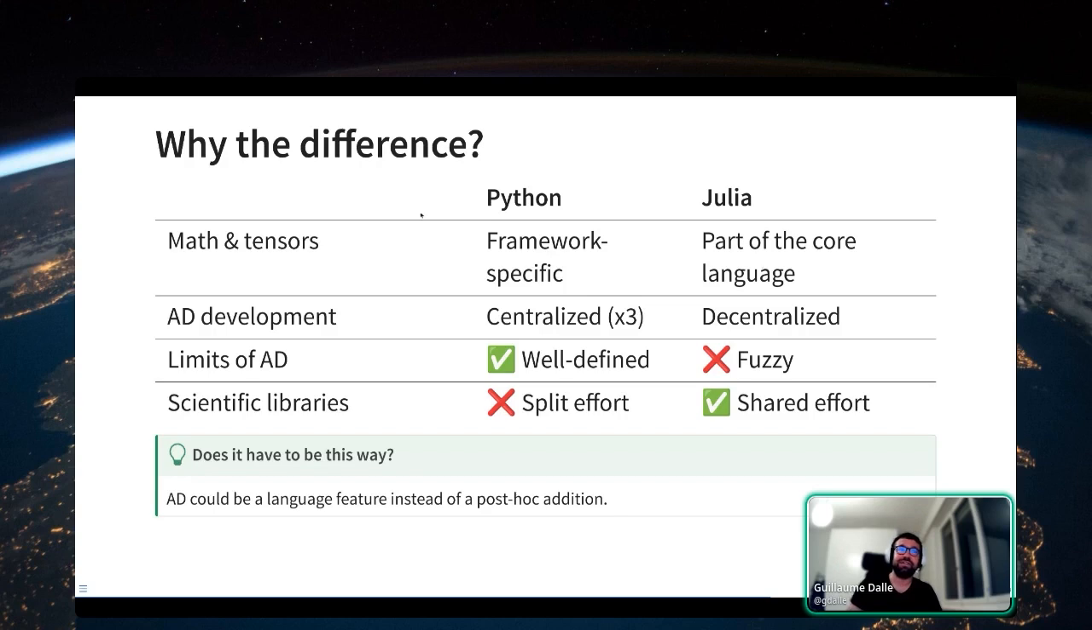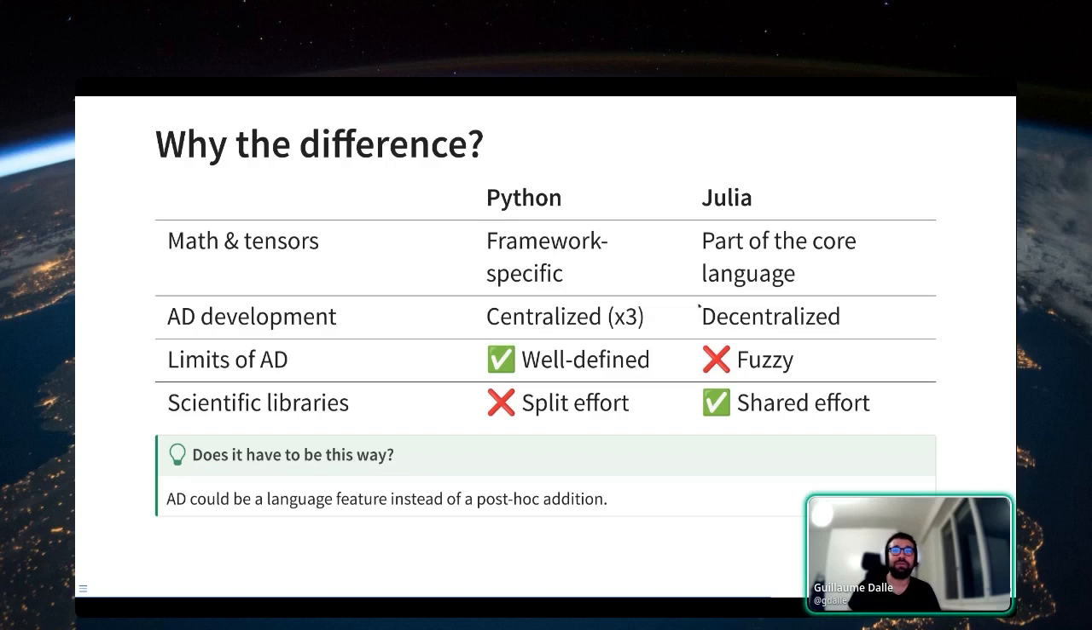In Julia, these two things are part of the core language. There's the core array type, at least for CPU. I'm not talking about GPU, but for CPUs, the array type is part of the core language itself. And so that means that you don't actually need to commit to a specific framework to write basic code. But then you have to pick an AD library to differentiate through that code.